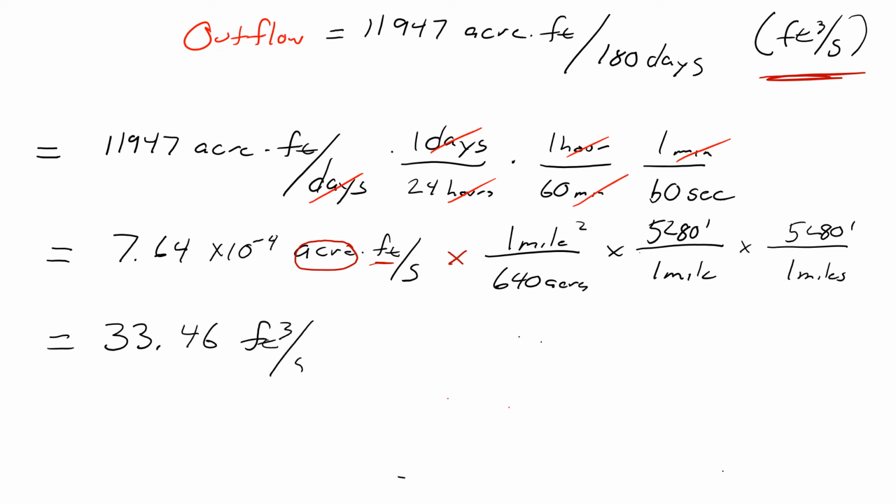And if you multiply this out, I ended up with 33.46 cubic feet per second, which is a nice, reasonable little stream flow. If you went, like I said, if you went down to the Poudre River today, that's about the stream flow you would get.